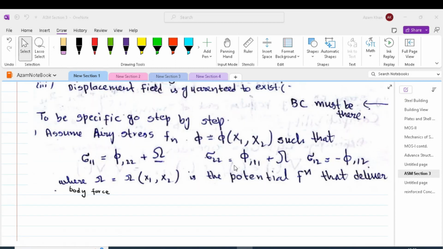So in a 2D elastic body, the stress field can be described by sigma 11, sigma 22, and sigma 12. The Airy stress function, denoted by phi, is introduced just to simplify the solution of stress equation. The stress components related to Airy stress function are shown over here. So sigma 11 is phi comma 22 plus omega. Sigma 22 is equal to phi comma 11 plus omega. Sigma 12 is equal to minus phi comma 12.